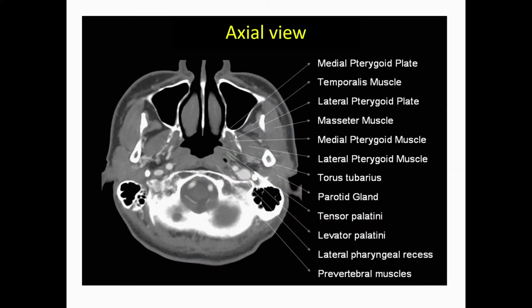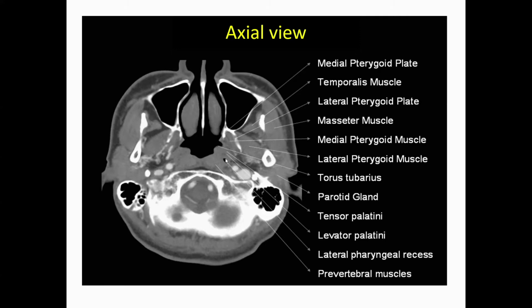This is the pterygoid plates. Again, for those who have come late, I am explaining again. You need to know that this is the pterygoid plates. This is the medial pterygoid muscle, lateral pterygoid muscle. You have the tensor veli palatini muscle, levator veli palatini muscle.